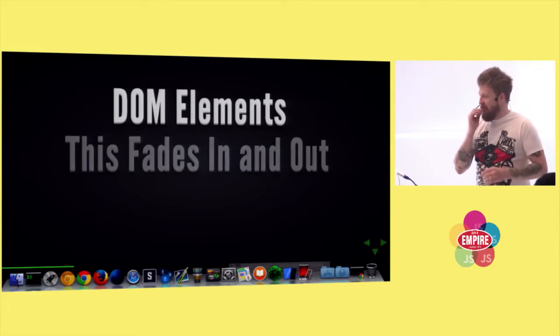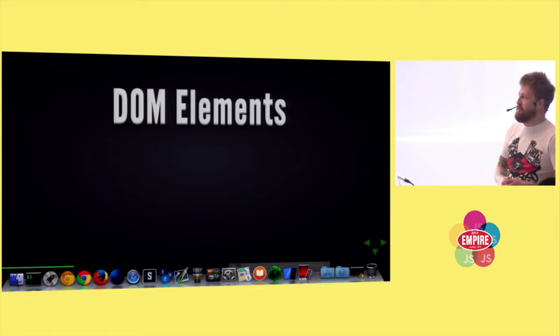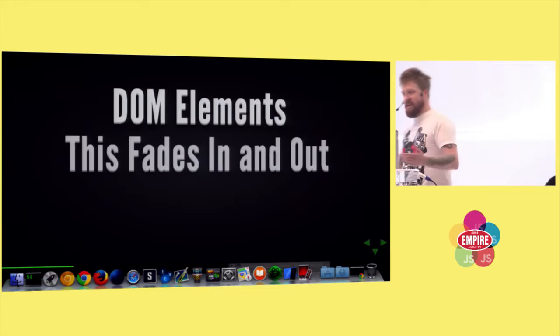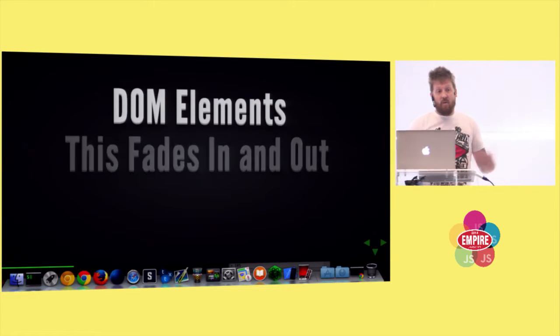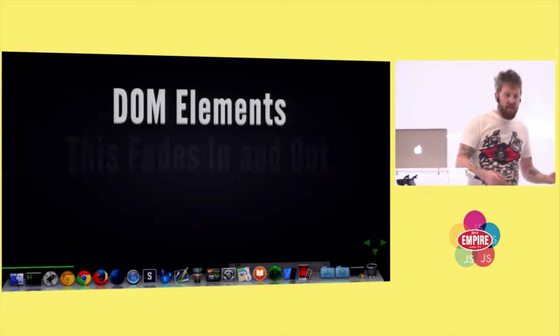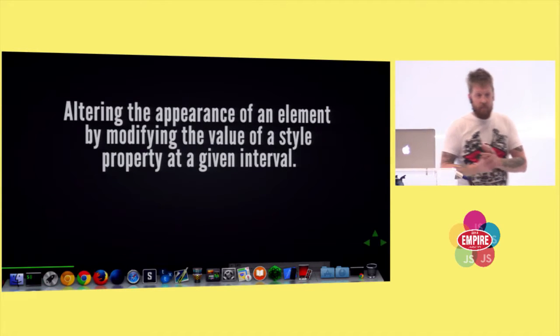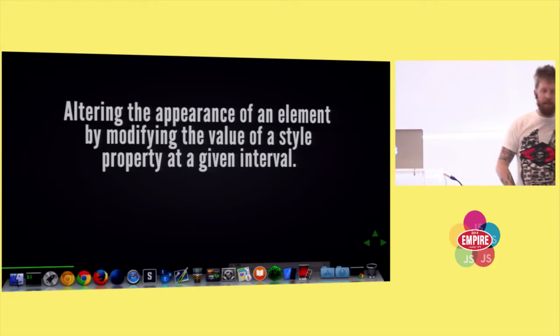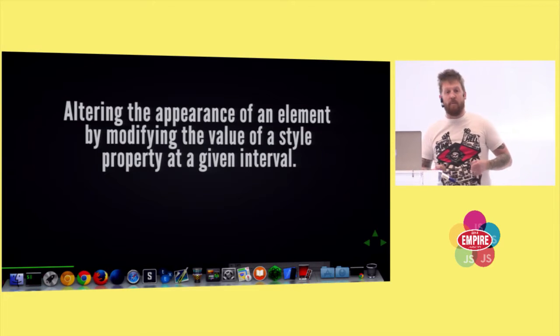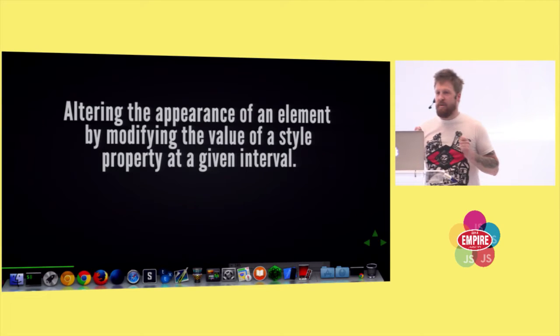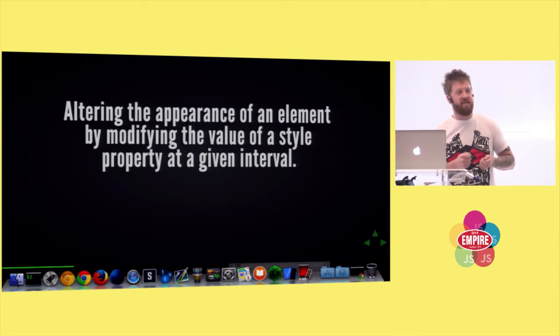So everybody's familiar with animating DOM elements, correct? This is pretty straightforward. What's happening here? We are changing incrementally the opacity of this text from 0 to 1 over the course of probably 800 milliseconds in, 800 milliseconds out. Not very exciting. The principle here is that we're altering the appearance of an element by modifying the value of a style property at a given interval, right? Everybody knows this. Shake your heads yes. You have to all stay with me. If you don't stay with me, that is my failure, and I don't accept failure well.